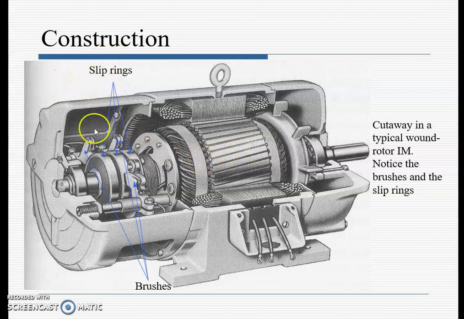And moreover, here the slip rings are provided. So this cutout is of the wound rotor induction motor. The brushes provided here are generally made of carbon, and when they are easily rubbed off, they can be replaced.